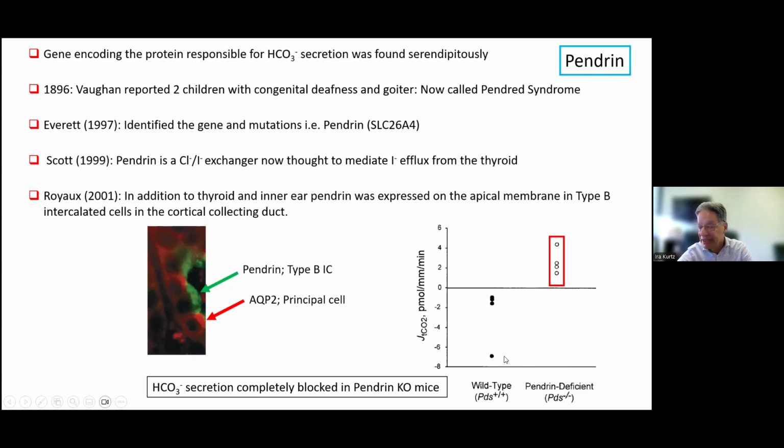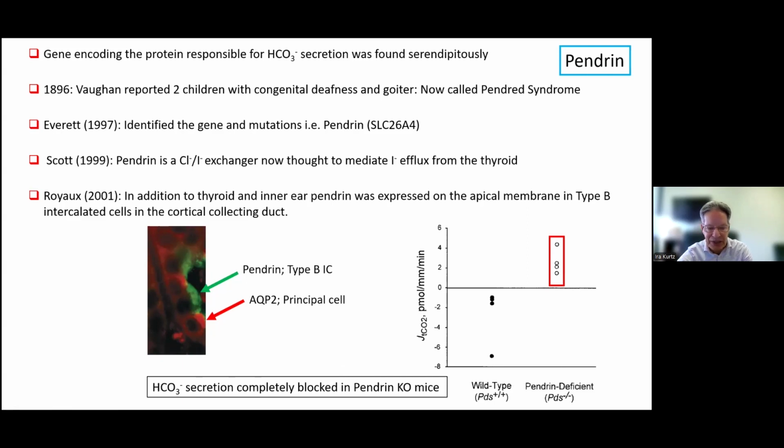And they just did the simple experiment. These are cortical collecting ducts. What will happen in the knockout mouse? So in the control animal, they were secreting bicarbonate, but in the knockout mouse, it stopped and they were left with bicarbonate absorption. So this proved that pendrin was the protein that was causing the bicarbonate secretion and then the chloride bicarbonate exchange.